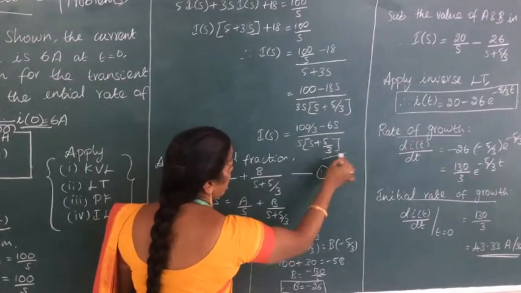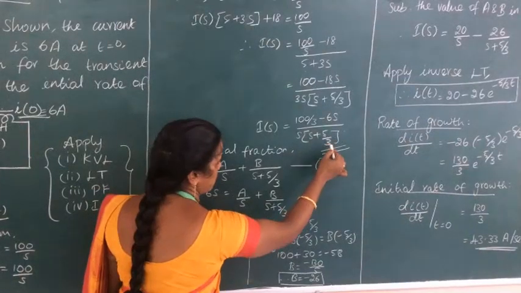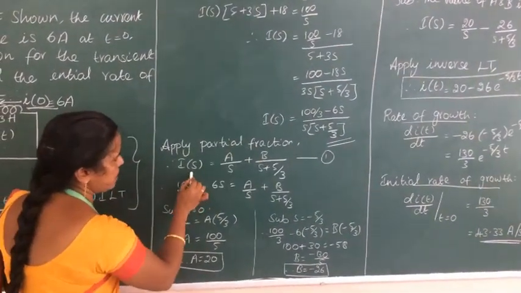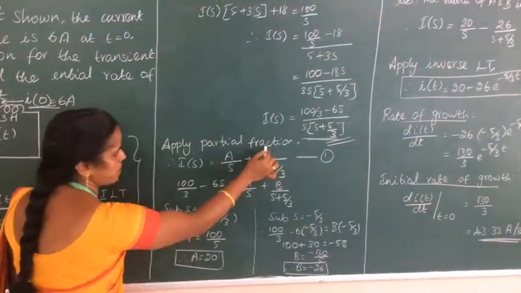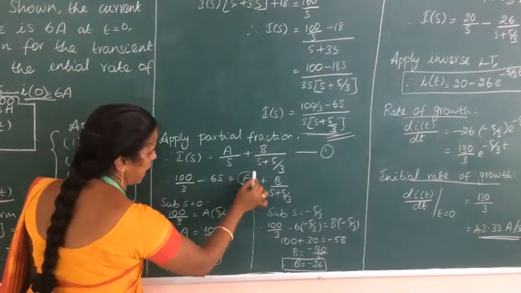Again we simplify this, so you are getting I of s is equal to 100 by 3 minus 6s divided by s into s plus 5 by 3. The third step is to apply partial fraction. Since you have two roots in this one, you can write I of s is equal to A by s plus B by s plus 5 by 3. So we have to find the values of A and B.